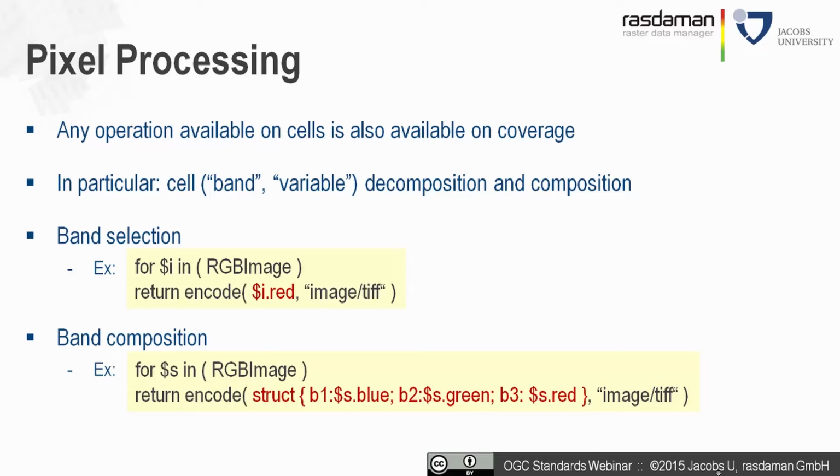And so we have a very convenient way of writing, for example, $i.red, so access to a component, or $i.red plus $i.green. All of that can be written easily and will be processed in the server. We have an example here for band decomposition and composition. So $i.red extracts the red band. That's also such an operation that we know from an RGB component from a single pixel, and that is now done on the whole image. And band composition, we put together band 1, band 2, band 3, that's what we call it, and this is obtained from our coverage $S by taking blue, green and red band respectively.